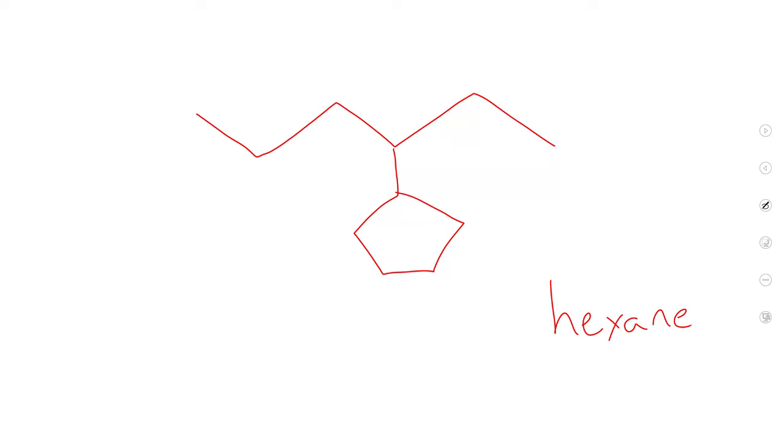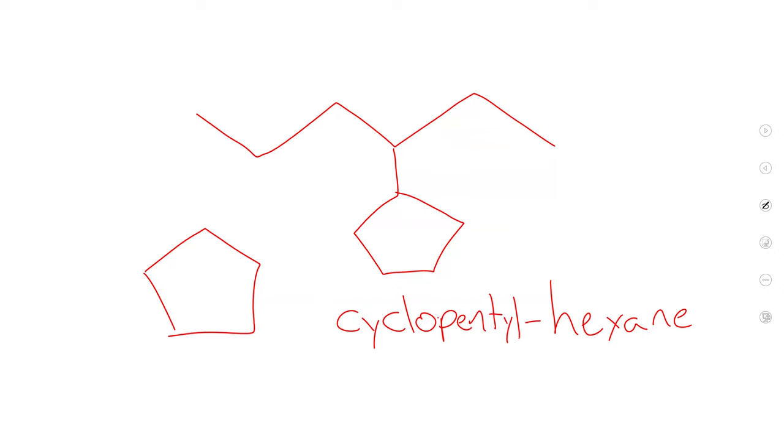How do we name that branch? Methyl hexane? Not quite. If it didn't have this at all, it would be 4-methyl-hexane. What would this be if it was just 5 carbons in a ring? Cyclopentane. If it's got 5 carbons in a ring and it's a branch, instead of being cyclopentane, it's a cyclopentyl group. The branch has 5 carbons in a ring, so it's cyclopentyl hexane.